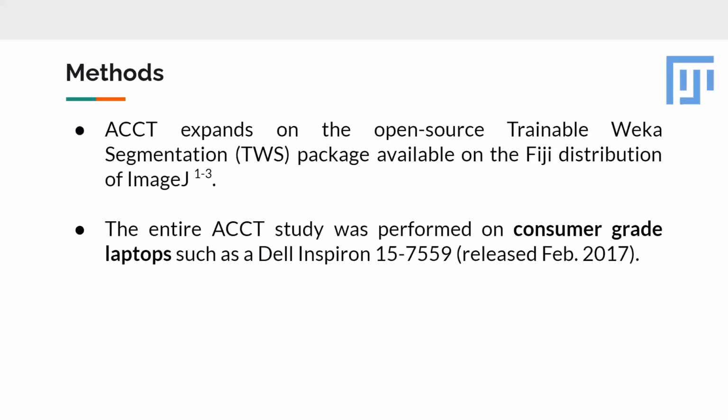So ACCT expands on the current open-source Trainable Weka segmentation package, available on the Fiji distribution of ImageJ. ImageJ is a tool used often in biological research to look at images, especially of cells, for information. The entire ACCT study was conducted using consumer-grade laptops, such as the Dell Inspiron, to demonstrate that low computational resources are necessary to perform our automatic tool.